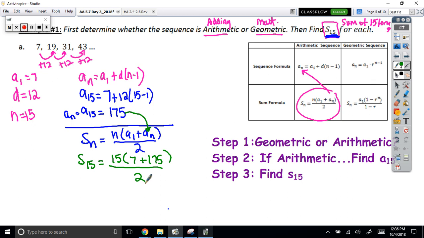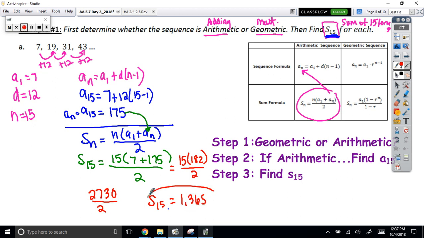If you want, you can type that whole thing in your calculator as is, or you can do order of operations piece by piece. We would do our parentheses first. We'll add those together to get 182. Then we would multiply those two things together to get 2,730 divided by 2. And then we would divide, so our final answer will be 1,365. That's the hardest problem you'll have to get.